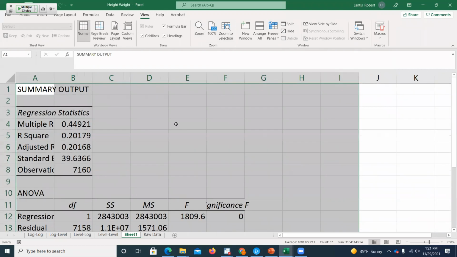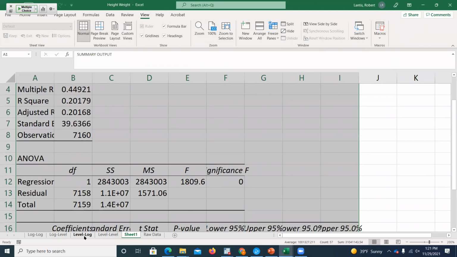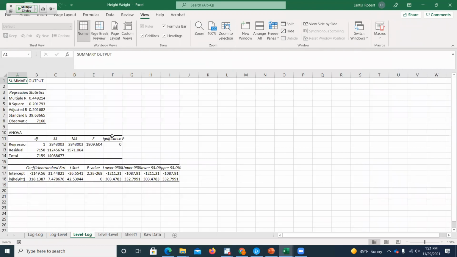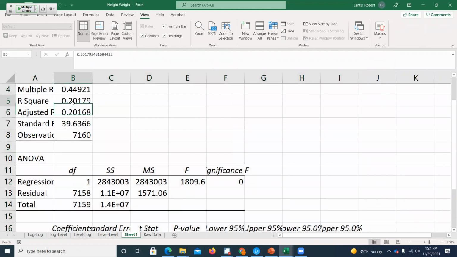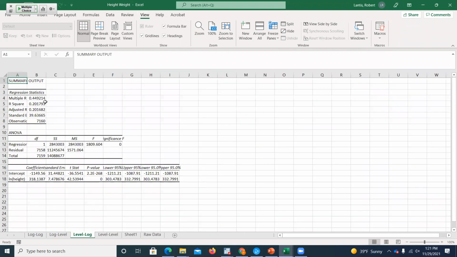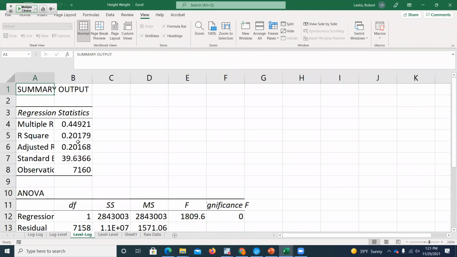Let's see if I did everything right on this level log sheet. Yeah, sure enough, it looks the same, right? But notice here the R squared is 0.201. That was the regression I had before. Not quite as effective, right? That R squared is still lower than the one I had for the log model. So far, the log model is winning out.